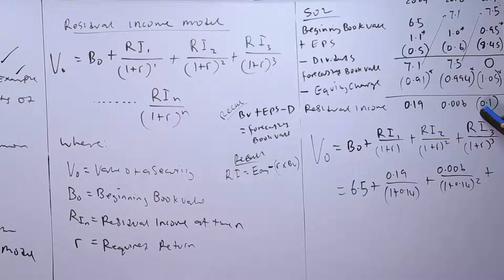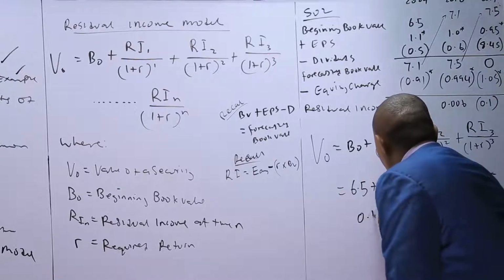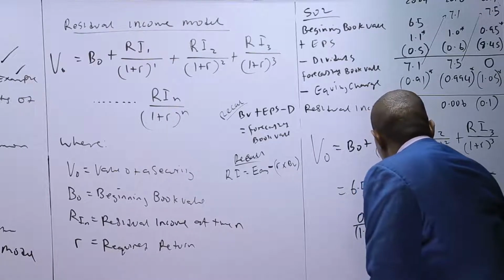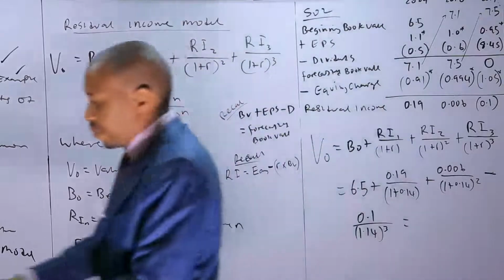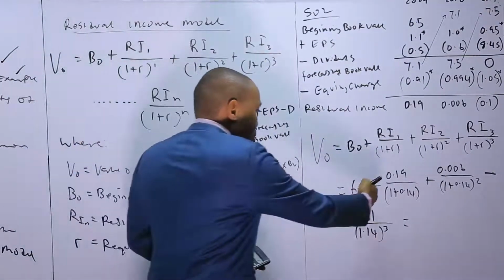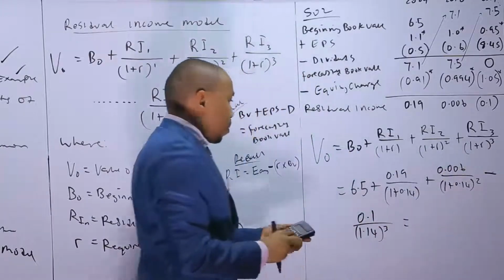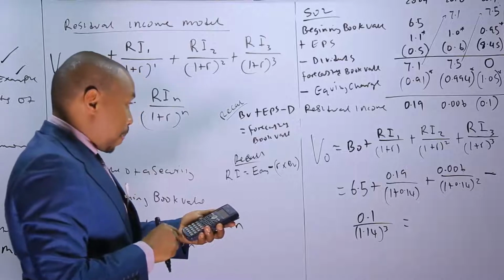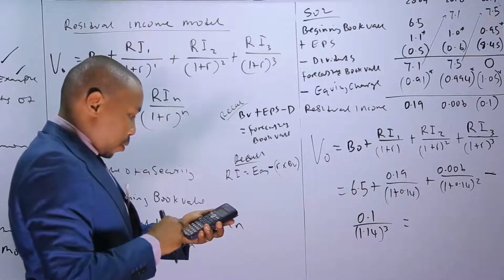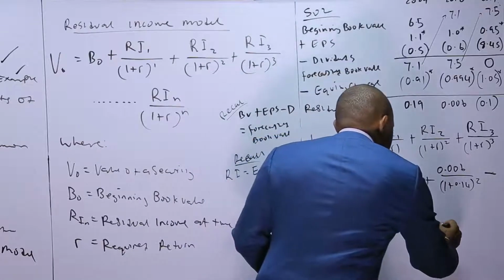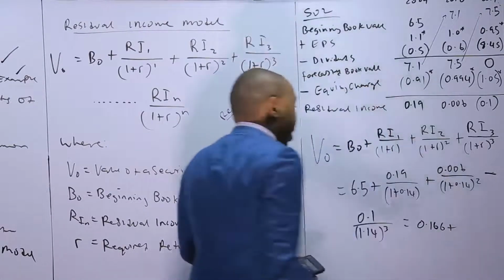Since this is showing negative here, so we less 0.1 discounted against 1.14 cubed. So how much do we have there? So we have, let's first of all work out the present value of future residual income. So 0.19 divided by 1.14, 0.166. So we have 0.166 there.